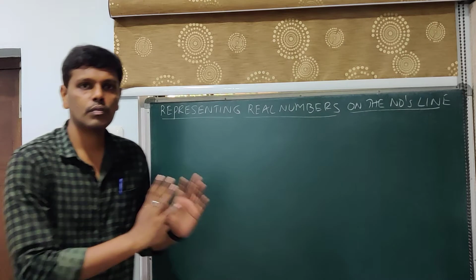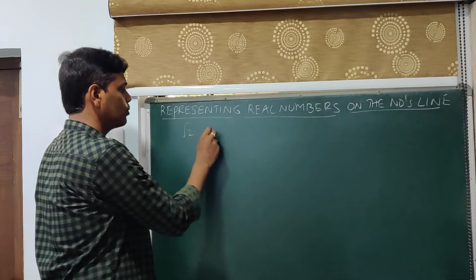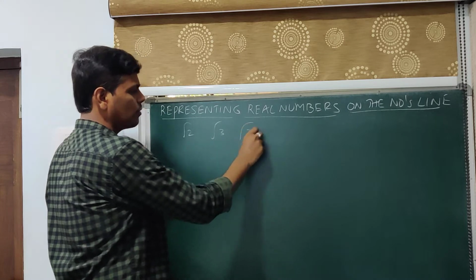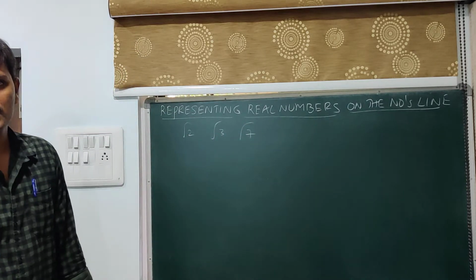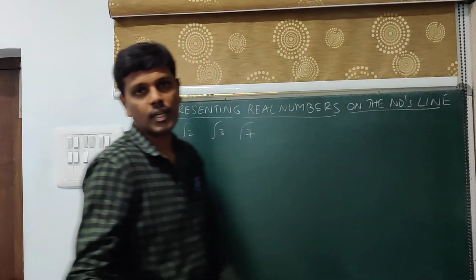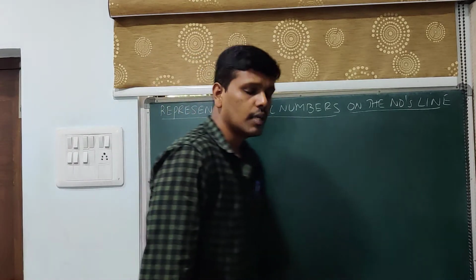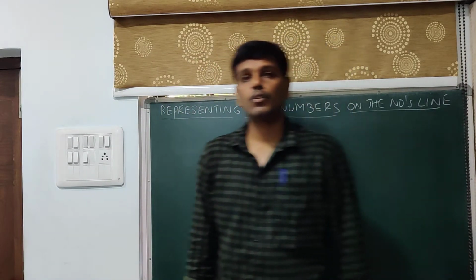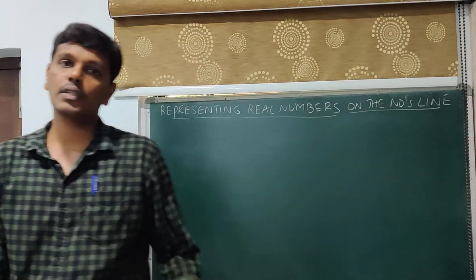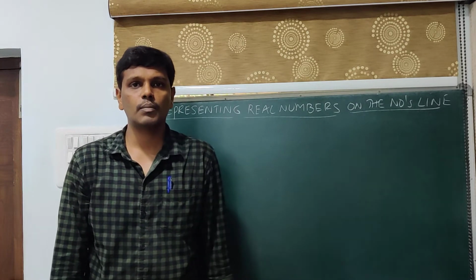We will go with some special cases of real numbers, numbers of this kind, like root 2, root 3, root 7. How to represent them on the number line, and we also go with some of the decimal expansions. That is, we have represented rational numbers in the form of p by q. Instead of in the form of p by q, if the rational number is given in its decimal expansion, how to represent them on a number line.